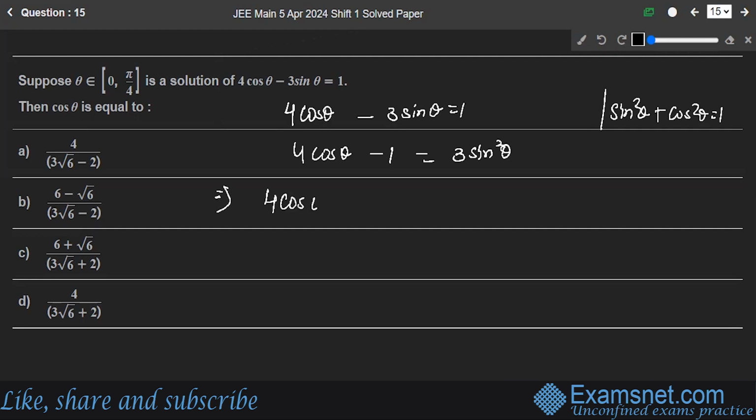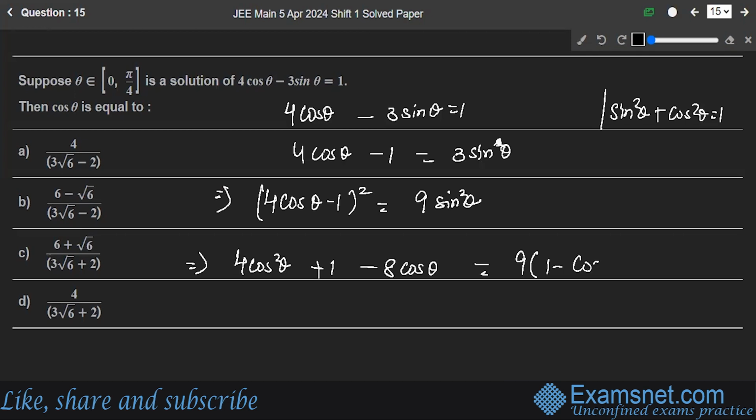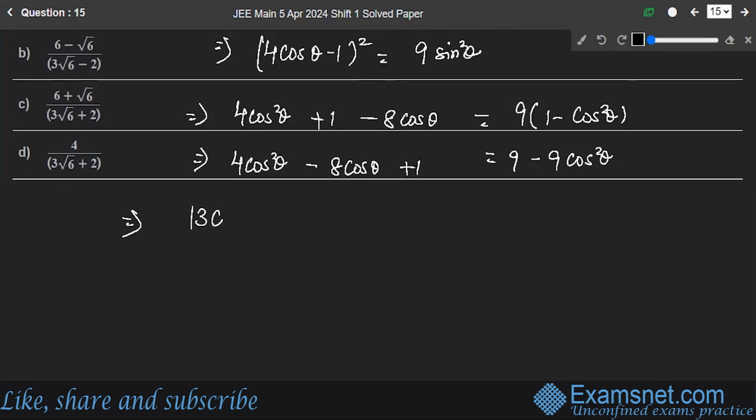So you have 4 cos square theta. Let's square both sides. This is equal to, sorry, sin theta, not sin square theta. Okay. This is equal to 9 sin square theta. Correct. And let's open, you have 4 cos square theta plus 1 minus 8 cos theta is equal to 9. Let's write it as 1 minus cos square, which is equal to 9 minus 9 cos square theta. This is 4 cos square theta minus 8 cos theta plus 1. That is equal to 13 cos square theta minus 8 cos theta minus 8 is equal to 0.